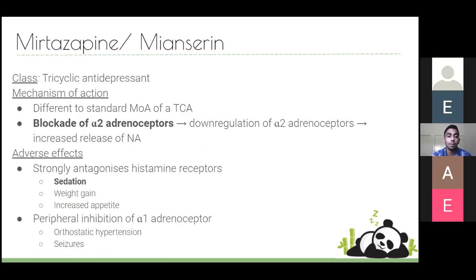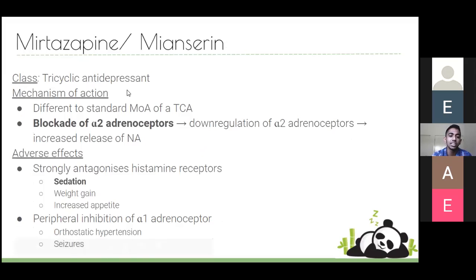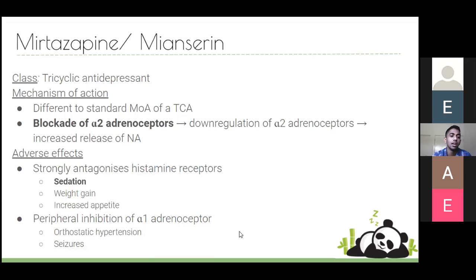Cool. So you've got another TCA. This is mirtazapine or mianserin. They are chemically in the same compound class, but they don't work the same. They don't have the same mechanism of action. So they're going to block our alpha-2 adrenoreceptors instead of our serotonin mainly. The adverse effect is mainly going to be focused on our sedation and also that alpha-1 adrenoreceptor effect.